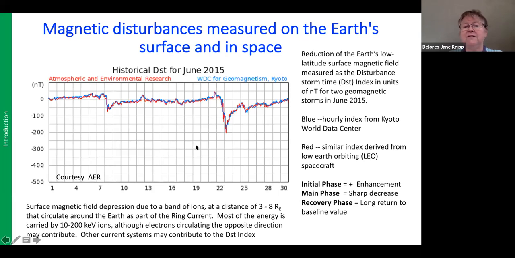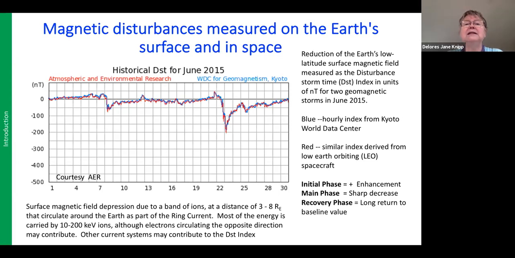Now, one of the first things I ask you to do in an activity is to look at the signal from the jigsaw puzzle storm, and identify the initial phase, main phase, and recovery phase.